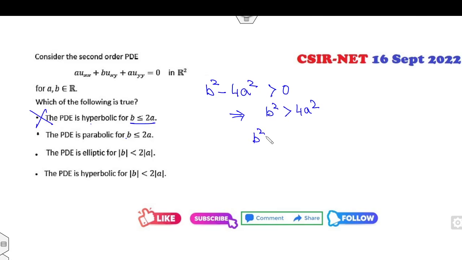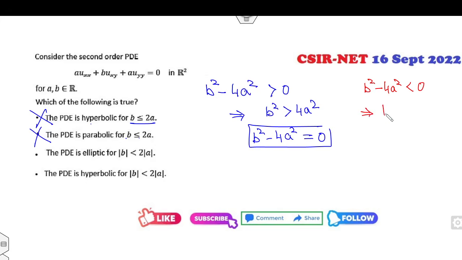So when is it parabolic? When the discriminant must be 0. But it's an inequality. Elliptical means b square minus 4ac is less than 0. That means b square is less than 4a square. That means b is less than 2a.